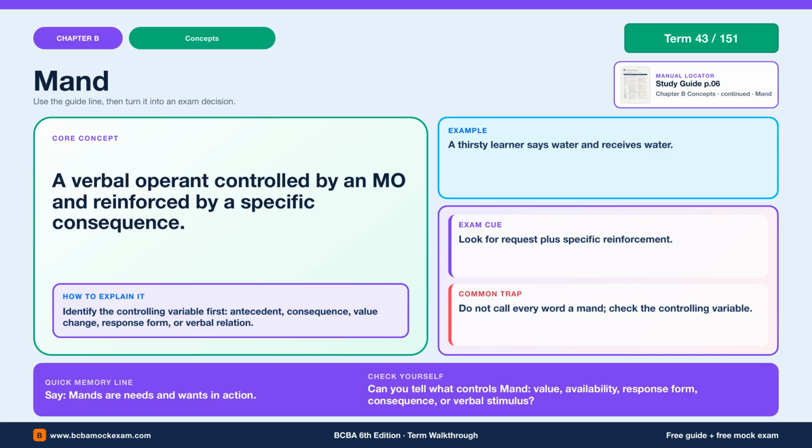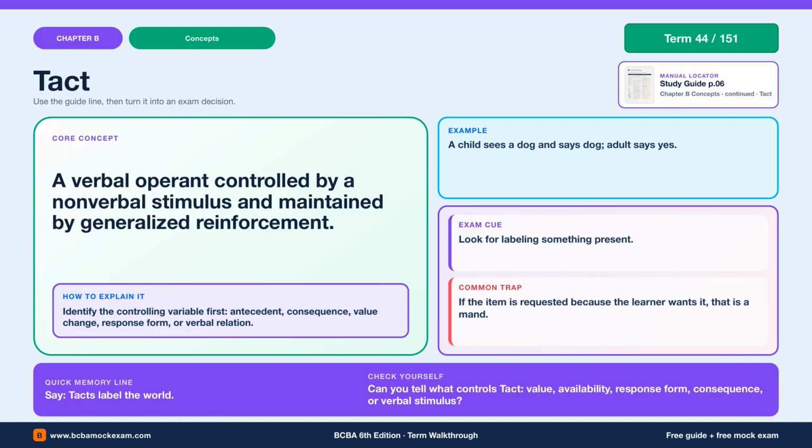Memory line. Mands are needs and wants in action. Tact. A tact is controlled by a nonverbal stimulus and maintained by generalized reinforcement. In plain English, a tact labels something in the environment. For example, a child sees a dog and says dog. The adult says, yes, that's a dog. The exam cue is labeling something present.